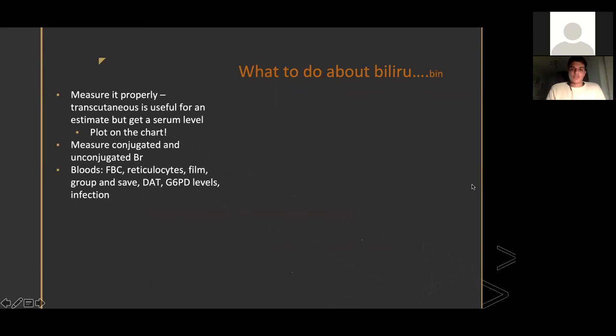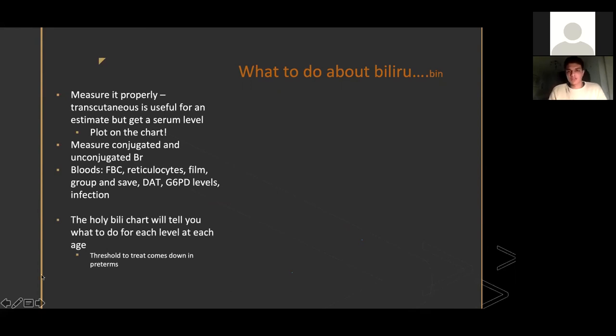What do you do about bilirubin? Okay, so measure it properly. So transcutaneous levels are something you may have learned about, but you need to get a serum level and you need to plot it on the chart. Then you're also going to do these blood tests. I've just listed them all for you, so you can kind of copy and paste if you want. And then you need to plot it on the chart. And this chart is all that matters, okay? The chart tells you what to do at each age and at each bilirubin level. And it shows you the threshold to treat.